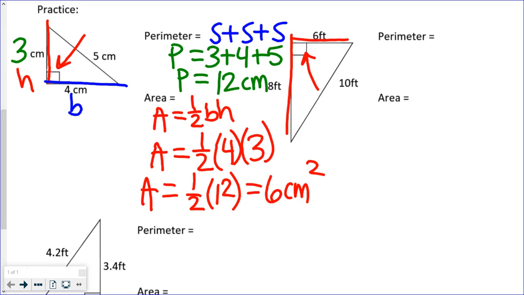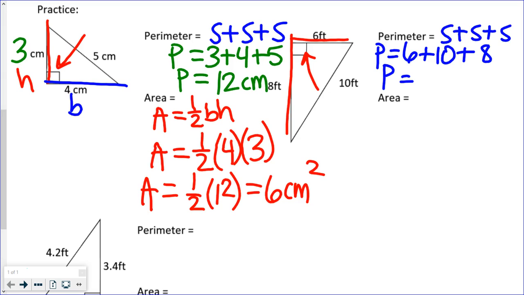Let's take a look at the one next to that, to the right of it. Perimeter again, side plus side plus side. I'm going to stay with the blue on this one. We have a side length of 6, and I'm just going to go around, plus 10, plus 8. 6 plus 10 is 16, plus 8 gives us 24. So we have a perimeter of 24.